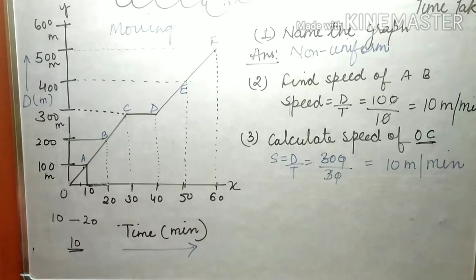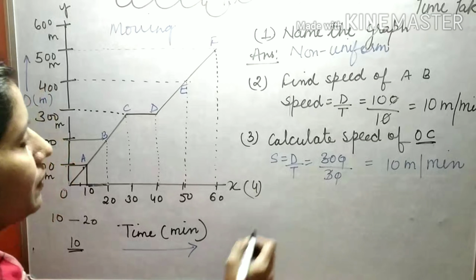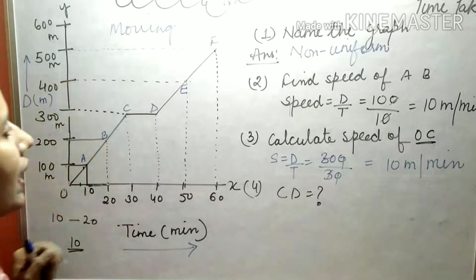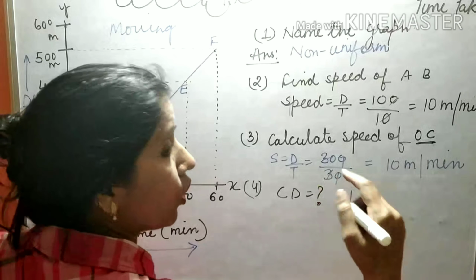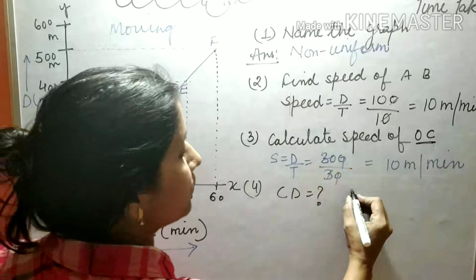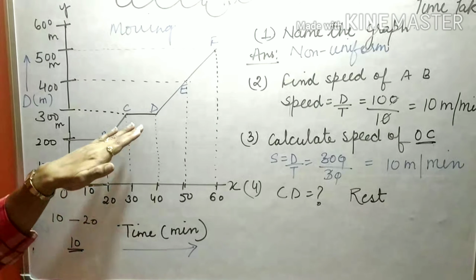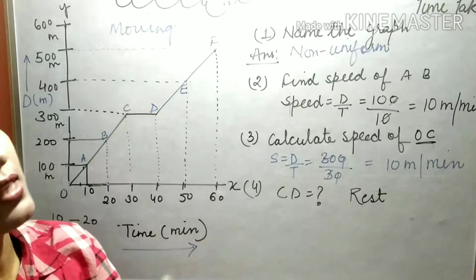Okay. So now let's see question number 4. Question number 4 is what is CD? CD क्या है? What is CD? CD means the object, please write down, is at rest position. Fine. So क्या हुआ? टाइम इंक्रीज हो रहा है बट डिस्टेंस नहीं बढ़ रहा. Why?